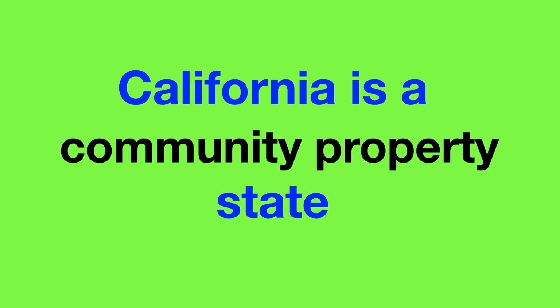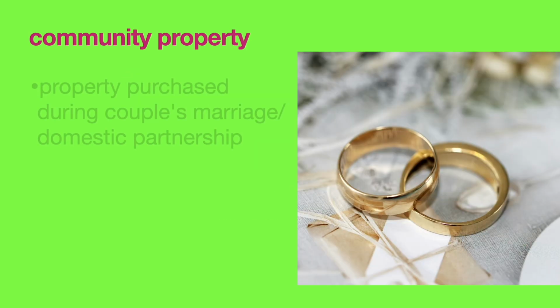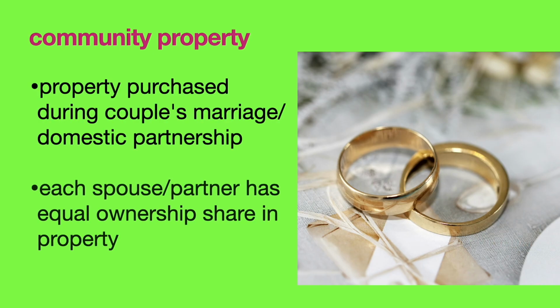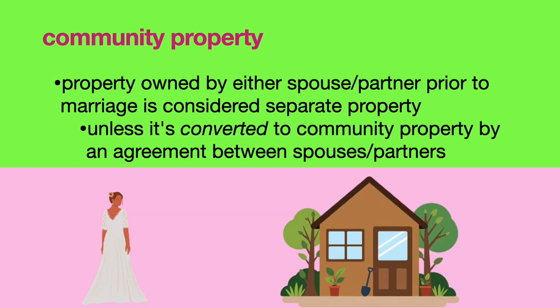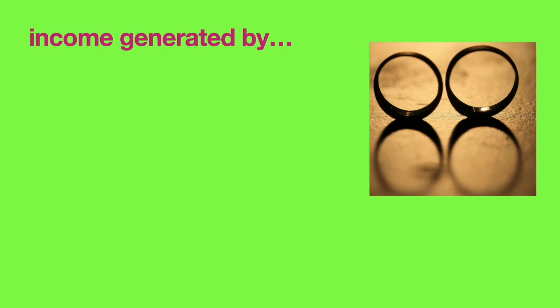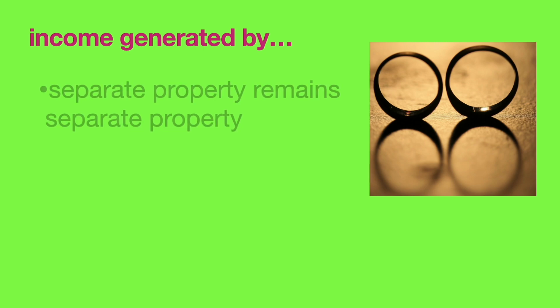Community property. California is a community property state. In general, property purchased during a couple's marriage or domestic partnership becomes community property. Each spouse or partner has an equal ownership share in the property. Property owned by either spouse or partner prior to the marriage is considered separate property unless it's converted to community property by an agreement between the spouses. Property acquired during the marriage or partnership by one individual by inheritance or gift remains separate property. Income generated by separate property remains separate property.